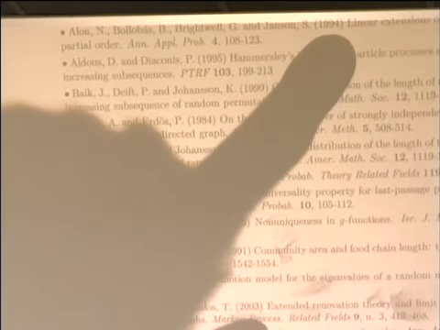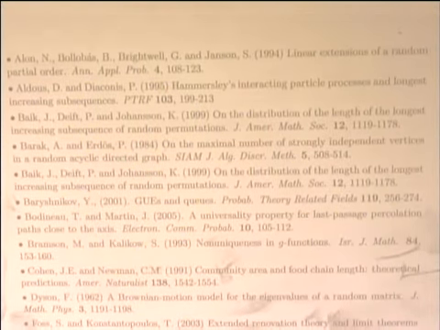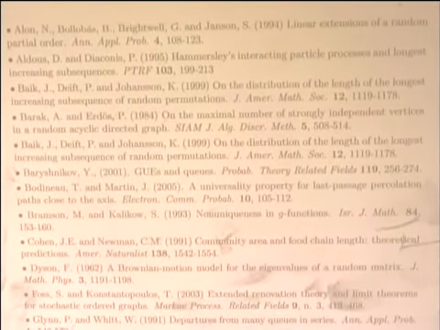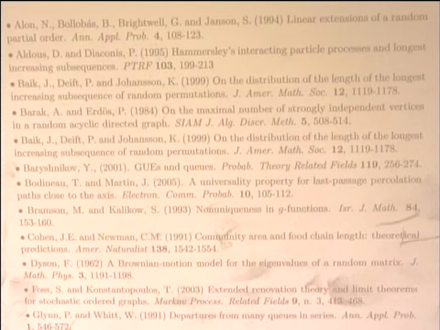And this is the paper by Alon, Bollobás, Brightwell, and Janson, 1994. Linear extensions of a random partial order. This paper looked at a finite chunk of this graph, said this is a partial order. A partial order can have many linear extensions. That is, a linear order that respects a partial order.